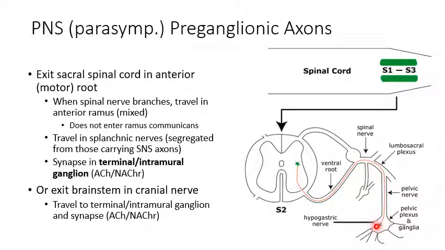For the parasympathetic nervous system, the ganglia that it uses are either terminal ganglia or intramural ganglia, and they're going to be very, very close to the target organs. So the preganglionic neuron's axon is going to travel almost all of the way to the target organ until it gets to a terminal or intramural ganglion. And then it's going to synapse onto the postganglionic neuron, which will travel the rest of the way to the target cells.